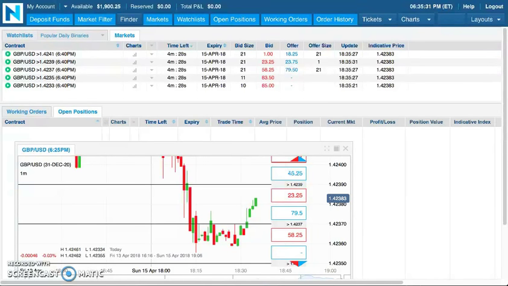Just sat at the charts, happened to see that trade set up. And, you know, when you see it, you take it. At least that's what we do here on Team Alliance.